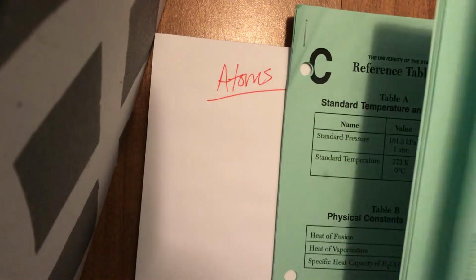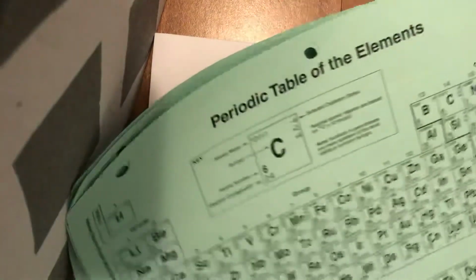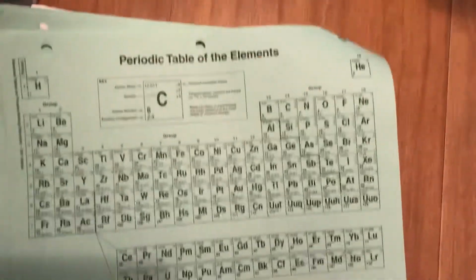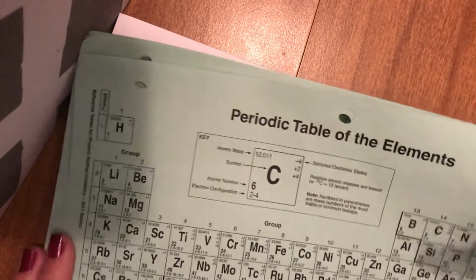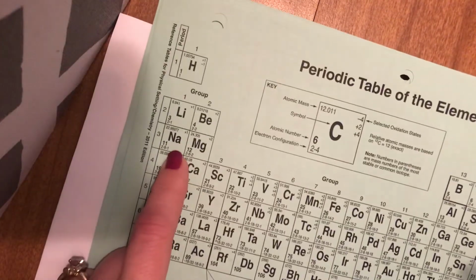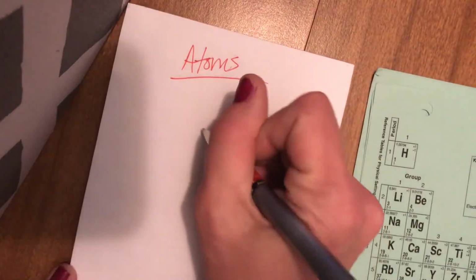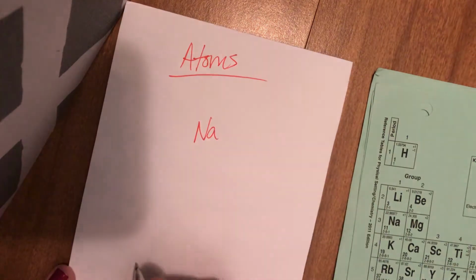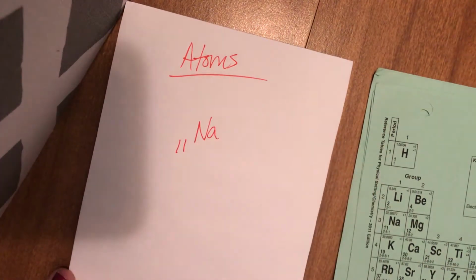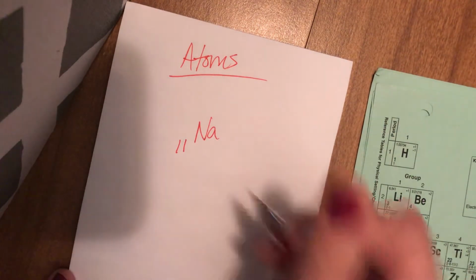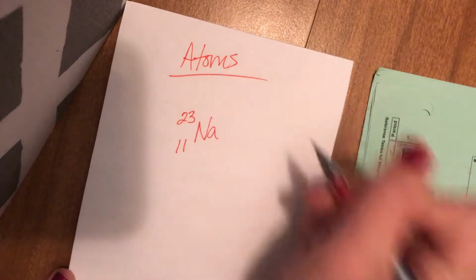The first video we are going to do is on atoms. So here's our reference table. We can go look on the periodic table, and here are all of the different elements. If we want to talk about an atom of any one of these elements, let's say sodium. There it is on the periodic table, and what it tells us is that an atom of sodium has an atomic number of 11, and it has a mass of 23.